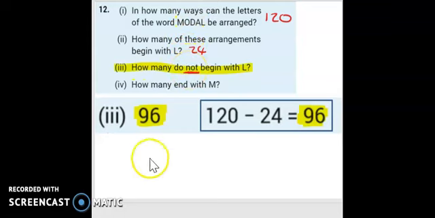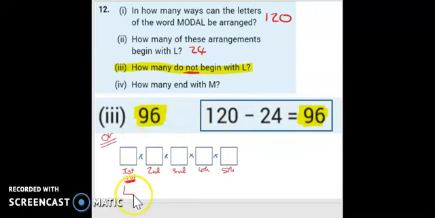Now there is another way to do this, it's just a little bit longer, but it's using our box method. So we set up our 5 boxes and we have multiplication symbols in between. So we want the first letter to not be L. So the question says how many do not begin with an L? We want our first letter to not be L. So in the word modal, the letters that are not L are M, O, D, and A. So there's 4 letters to choose from that are not L.